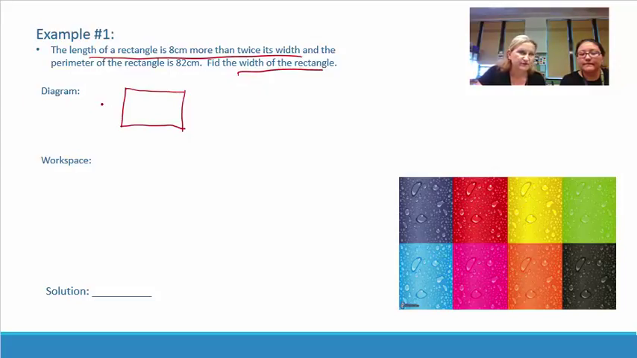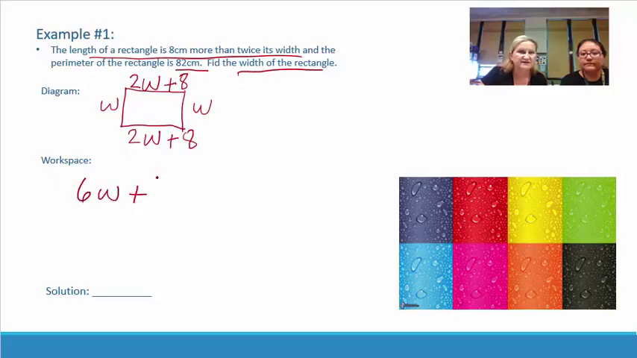So if I represent the width with W, I have W over here. The length is 8 centimeters more than twice the width, so my length is 2 times the width plus 8. So is the other side. So I have 2 times the width plus 8. And the other piece of information is that the perimeter is equal to 82. So if we add all of the sides, I have 2 plus 2, 4, 5, 6W, plus 8 plus 8 will give us 16. This is equal to 82.